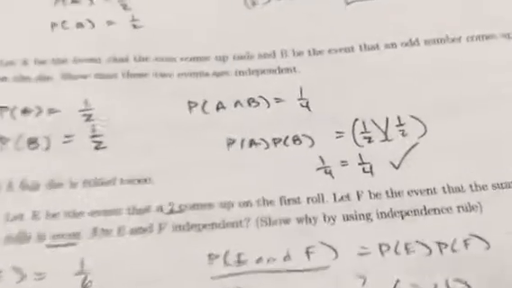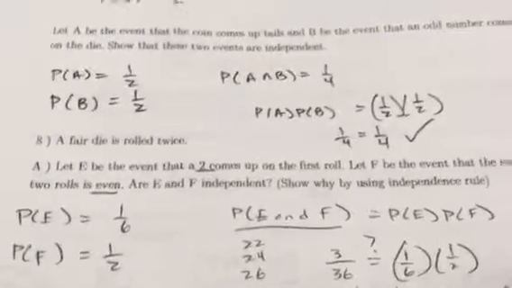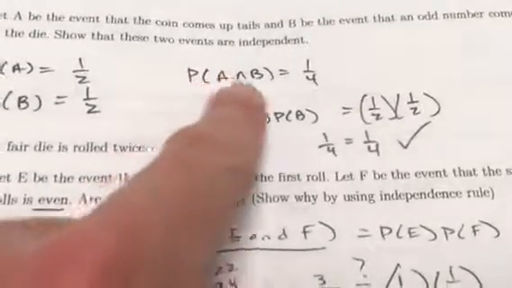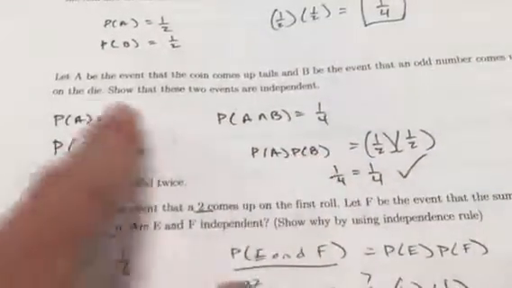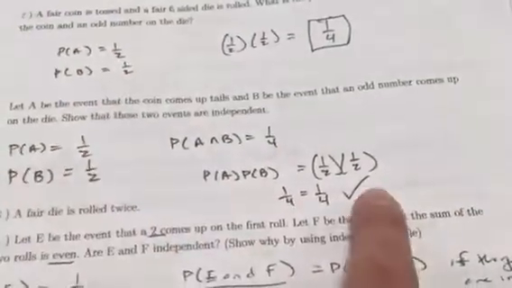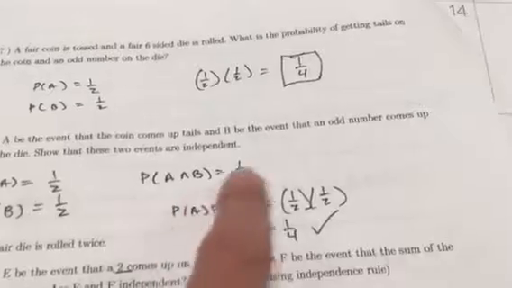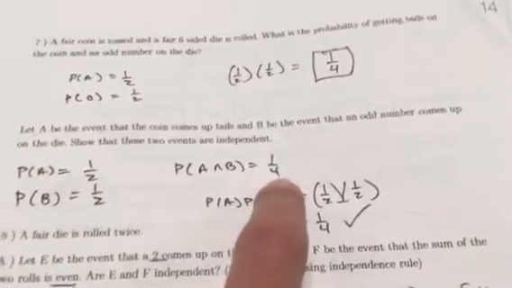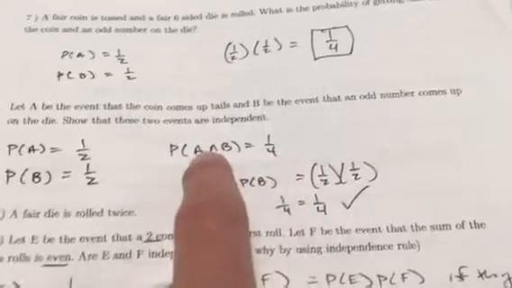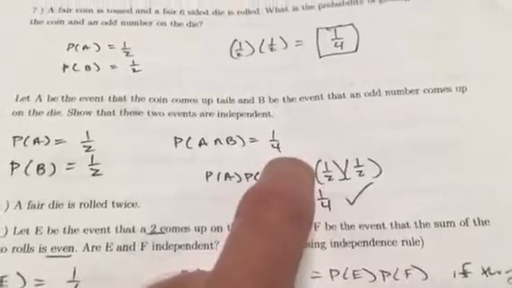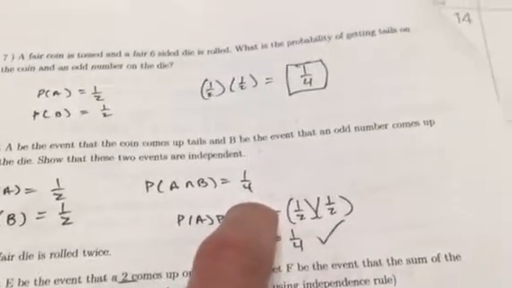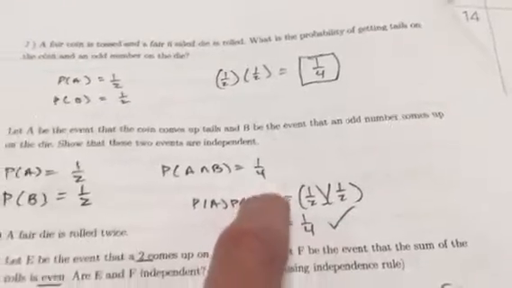Two events are independent if the probability of A and B happening is equal to the probability of A times the probability of B. Probability of A, as we saw up here, is 1/2. Probability of B is 1/2. You multiply them together, you get a 4th. And the probability that they both happen, so the probability that I get both a tails and an odd number, is 1/4. All right, so let's see.